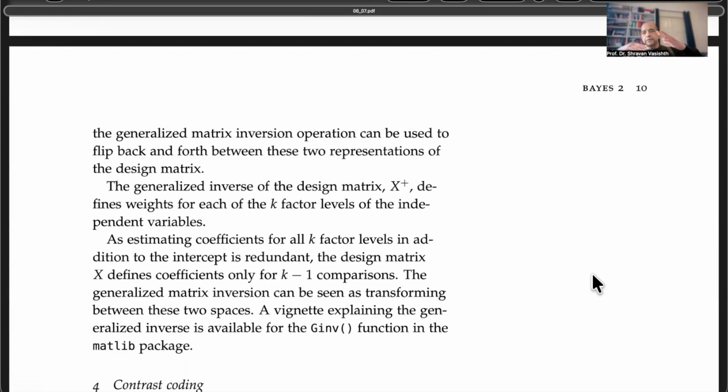Basically, mathematically, what's happening is that the generalized matrix inverse allows us to move from one space to another space, right? And that's all it does. It's a very important idea. There are more details on the generalized matrix inverse. If you're interested, you can look at the help in the MATLAB library on the capital G inverse function. Okay. The next topic that I will talk about is contrast coding.